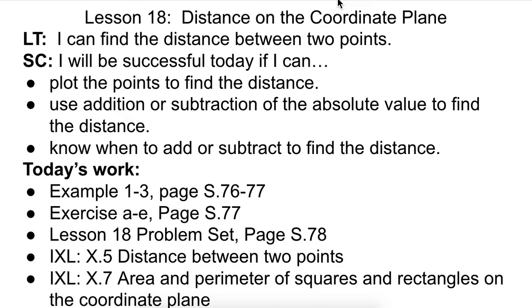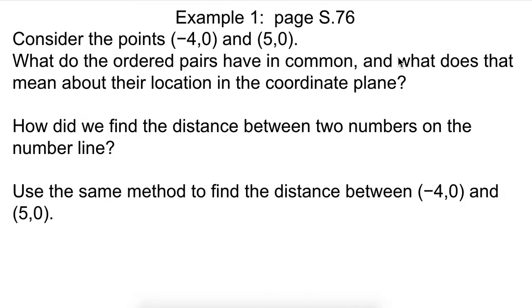Okay. Find the distance. Remember, we define the absolute value as the distance from 0, so that's why it makes sense that we're using the absolute value. Know when to add and subtract to find the distance, so that's going to be one of the key things we're working with today. All right, so consider the points -4 and 0 and 5 and 0.